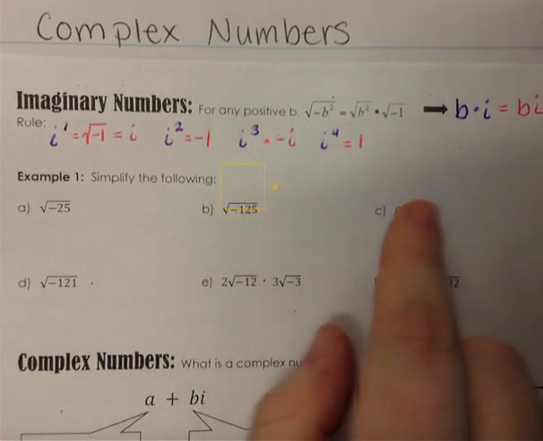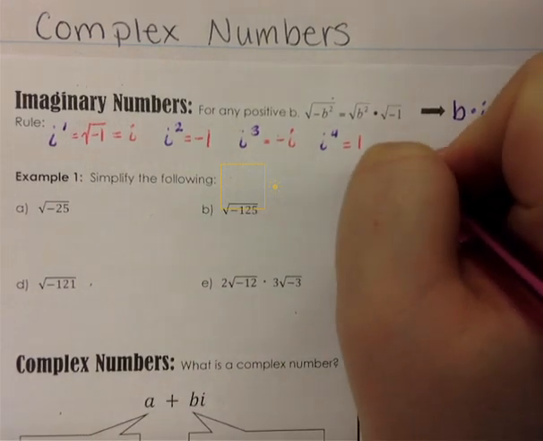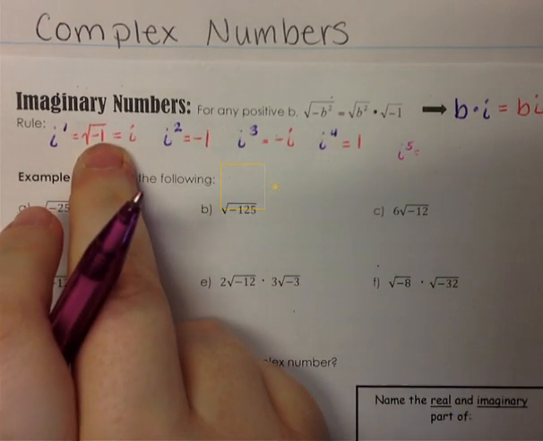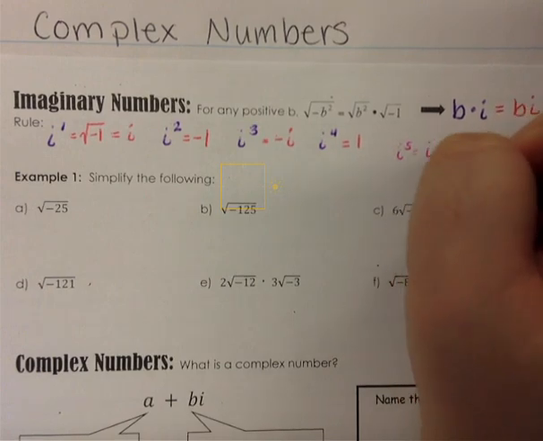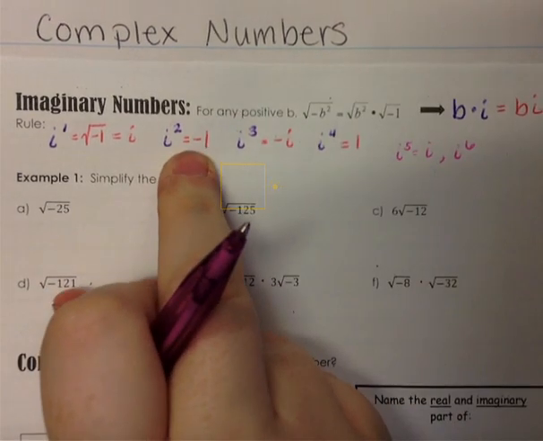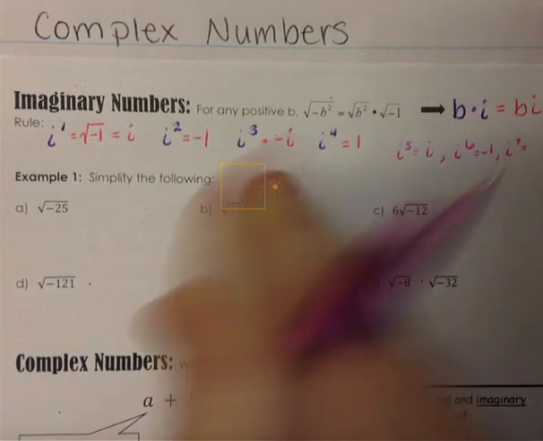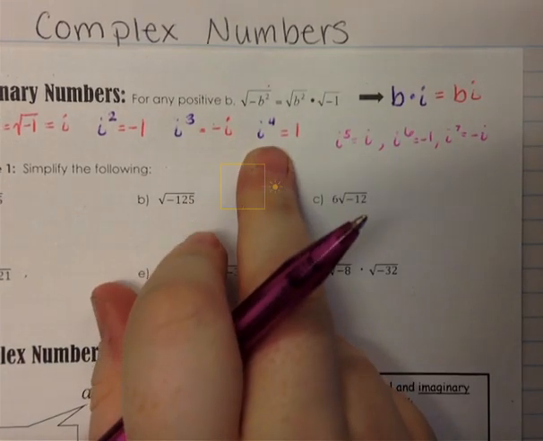every fourth time it actually repeats. So technically, i to the fifth, I'm going to actually repeat it back to here because it starts back over. This would just be equal to i. i to the sixth would be -1. i to the seventh would be -i. And so forth. So i to the eighth would just be 1 again.